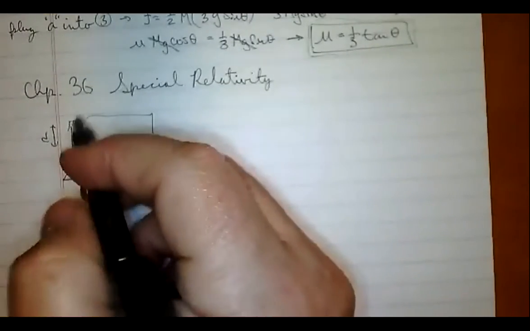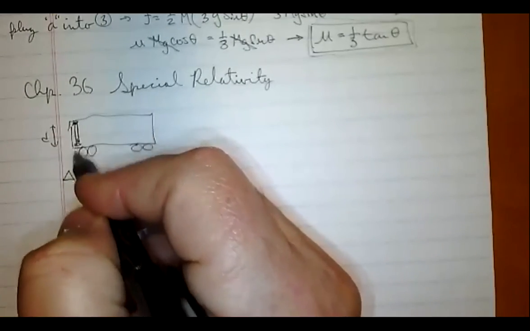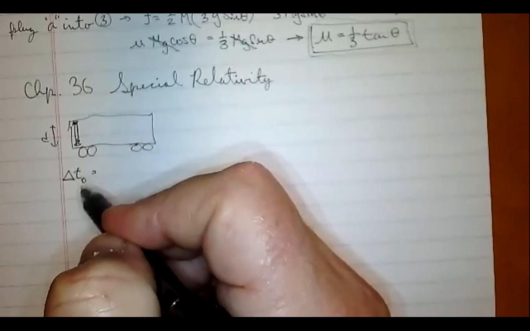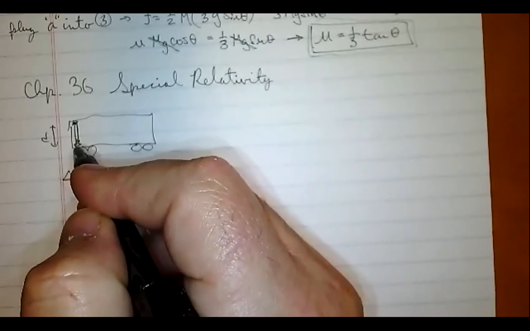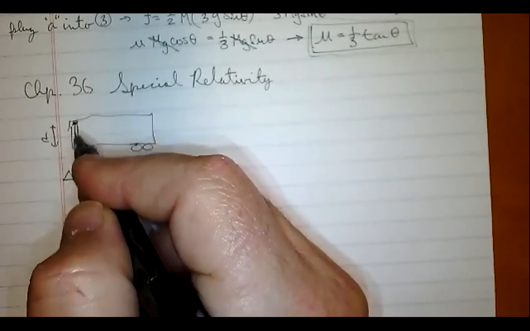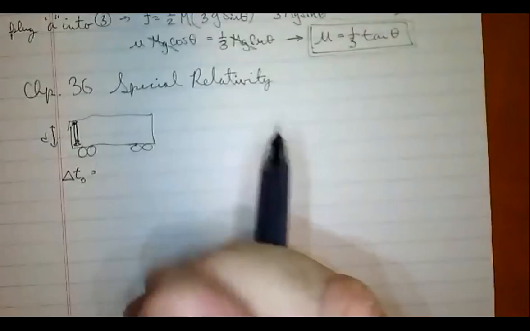Yeah, thank you. So yeah, this is a time period of delta T0, and it's called the proper time, which we'll get to talk about a little bit more later. And that's what you see on the train: the beam of light goes up, hits a mirror, bounces back, and it registers 1 unit of time called delta T0.